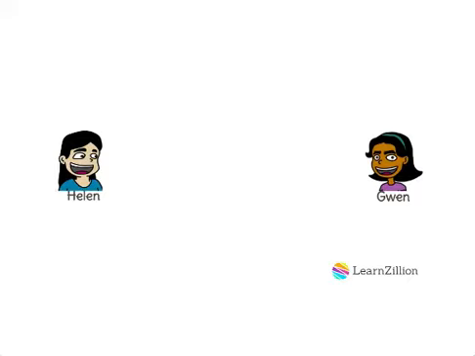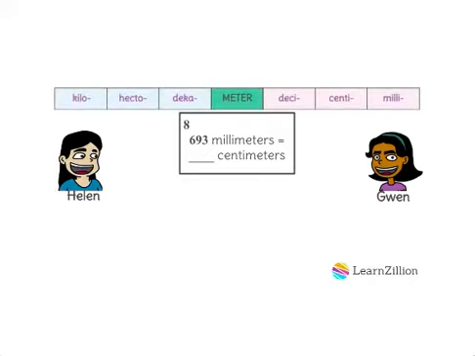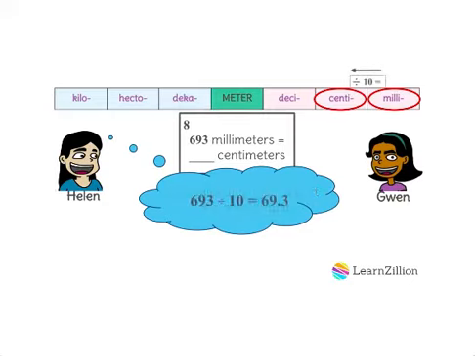Back to Helen. She draws card 8. And it says 693 millimeters equals something centimeters. Using the metric measurement chart, we're moving from millimeters to centimeters, which is actually going from a smaller unit to a greater unit. And that means we need to divide. A smaller unit is just a part of a greater unit. To divide, we're going to look at 693 divided by 10 equals 69 3/10.